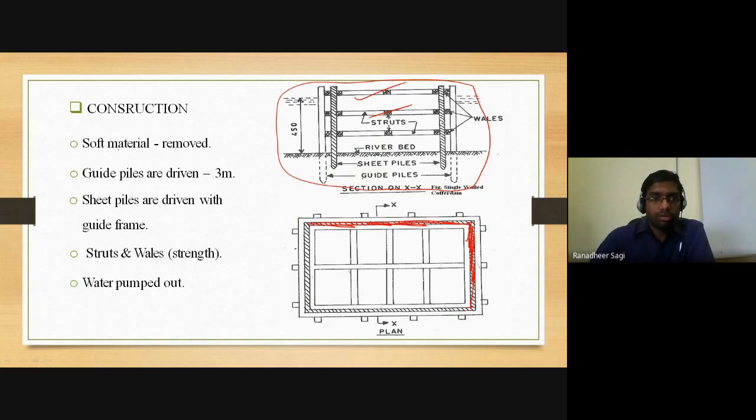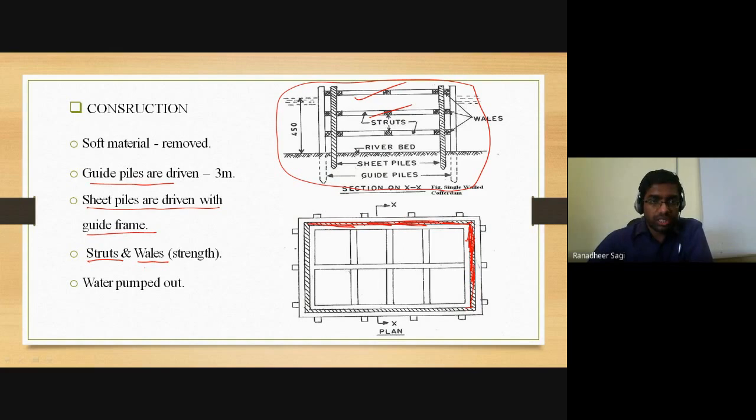Okay, so first we will be driving the guide piles to a minimum depth of 3 meters below the ground surface in the region where you are required to take up the construction of your cofferdam. Then sheet piles are driven with the help of the guide piles or the guiding frame, and then you provide struts and wales to give strength and stability to the sheet piles you are driving in the construction of that particular cofferdam structure.